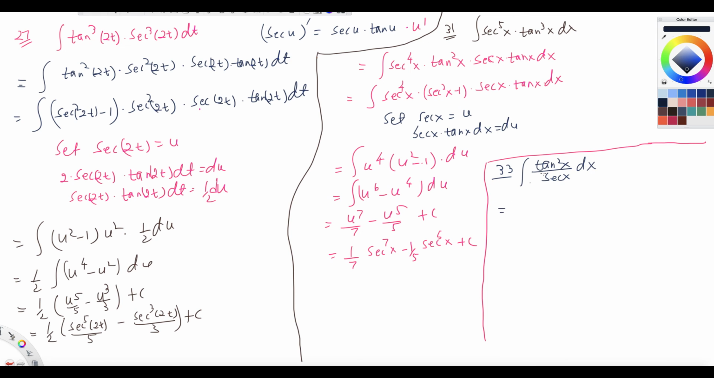You can write tangent squared as secant squared x minus 1, over secant x. Again, there may be more than one method to do that, but you will get the same answer with either method you follow. I want to split the denominator. You write secant squared x over secant x, which is secant x, minus 1 over secant x, which is cosine x, dx. Do you remember the integral of secant x? That is natural log of secant x plus tangent x, and then minus the integral of cosine x, which is sine x, plus c. That is the final answer.